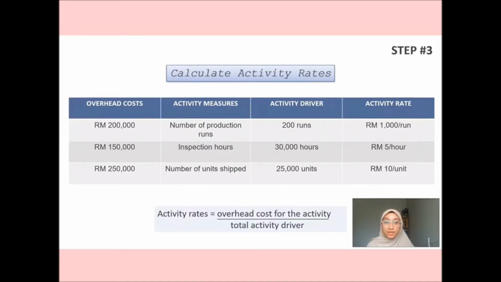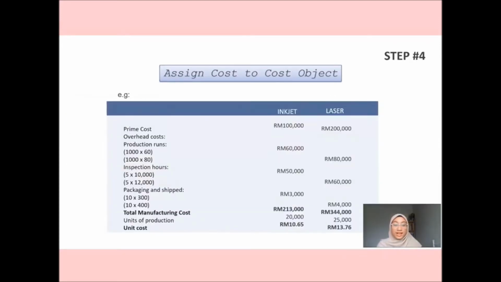Next is step 3. Step 3 is to calculate the activity rates. The formula to calculate activity rates is overhead cost for the activity divided by total activity driver. After we have identified the activity cost pools and the activity rate, the next step, which is step number 4, is to assign the cost to the cost object.